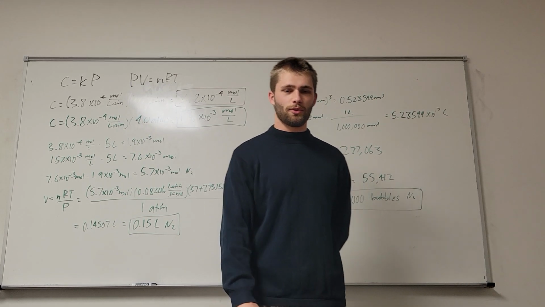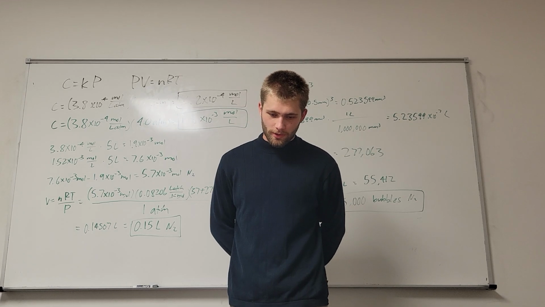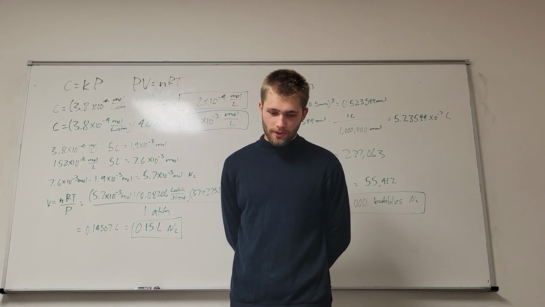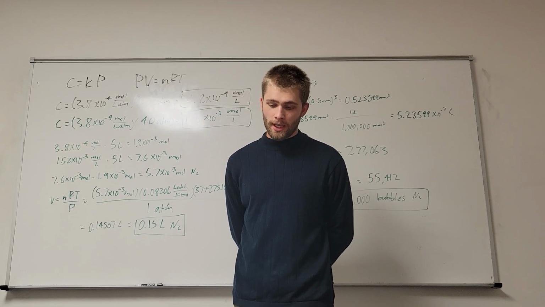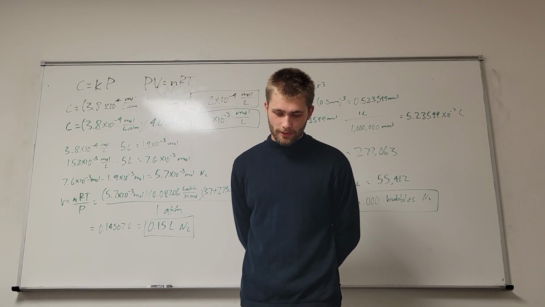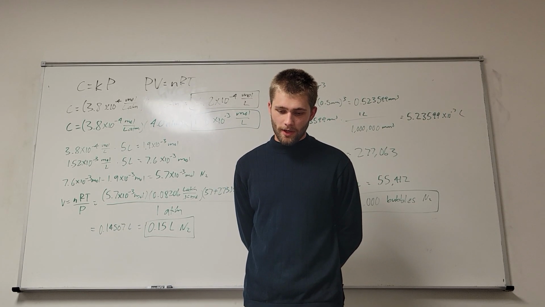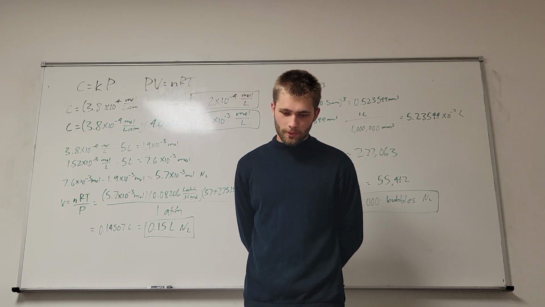This is the answer to the Chapter 11 video assignment 1. The question states, at body temperature, 37 degrees Celsius, the Henry's law constant for dinitrogen in water is 3.8 times 10 to the minus 4 molarity per atmosphere. Calculate the molarity of nitrogen gas N2 in blood that is in contact with air at atmospheric pressure, 1 atmosphere, and also calculate the molarity of N2 in blood that is in contact with air at 4 atmospheres.